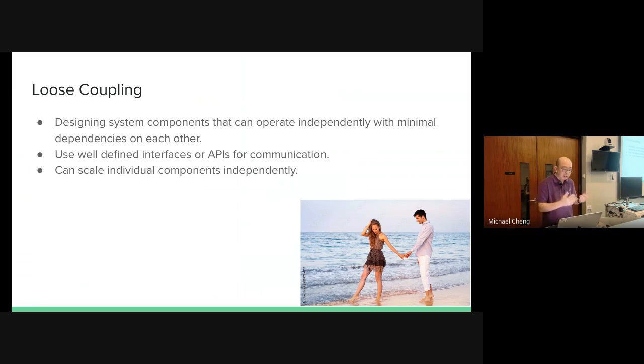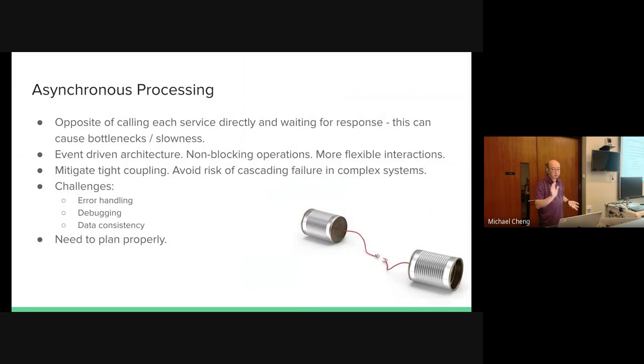Right, so you can also scale individual components independently. Basically, you have a couple of servers behind, each of them microservices serving different things. If you know that one particular microservice is taking a lot of requests, more than the rest, you can increase the capacity of that server without affecting the whole system, right? So, loose coupling. Next, asynchronous processing.